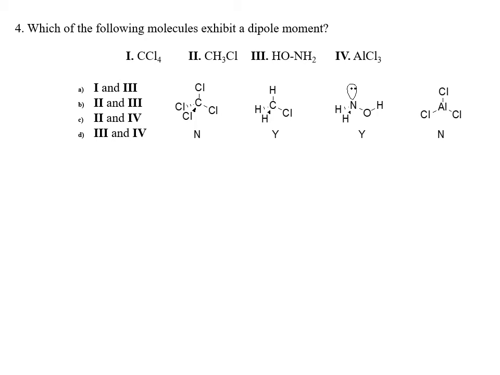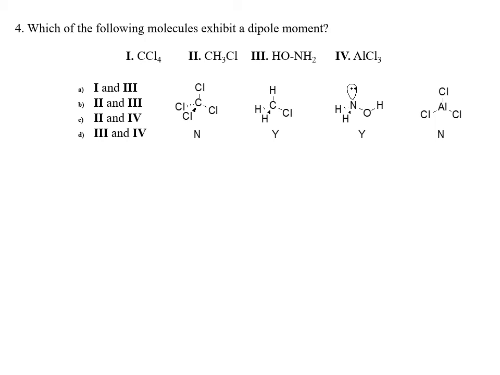Molecule number 3 that will be hydroxylamine, is obviously very unsymmetrical with lots of individual bond dipoles and lots of individual dipoles due to free electron pairs. So obviously they cannot cancel each other out, and that has to be a polar molecule. So molecule 3 is also polar.